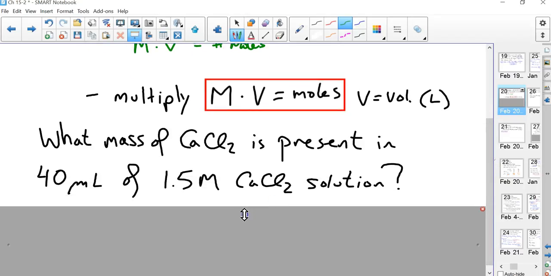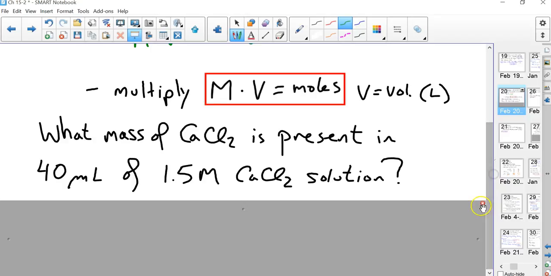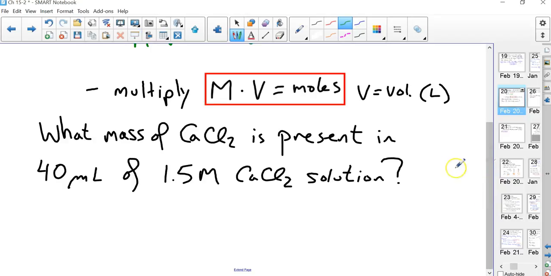This is a really important formula for the next 2 chapters, not just this one. So let's do an example. What mass of calcium chloride is present in 40 mL of 1.5 molar solution? So remember, M times V is equal to number of moles.